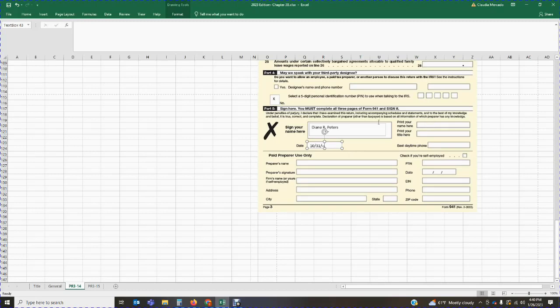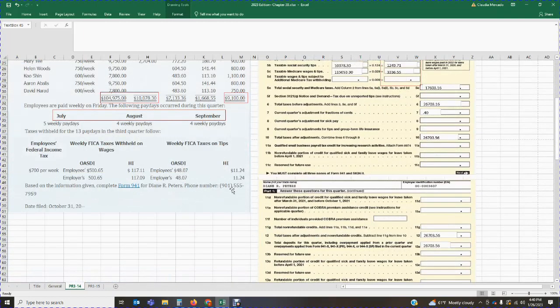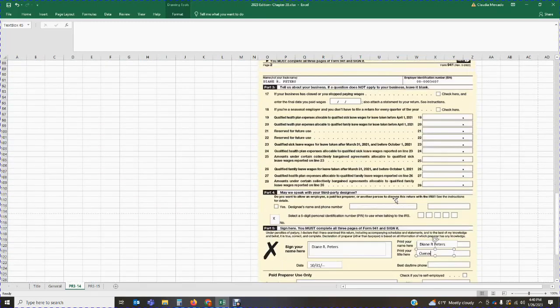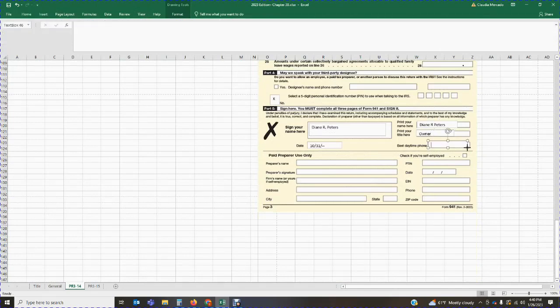Over here it says to print your name, so we're going to print the name. So we have Diane R. Peters. And what is the title of Diane? She is the business owner. And then it's asking for the phone number. All of that information is provided over here at the very beginning. So the owner is Diane R. Peters. And then down here we've got the phone number, 901-555-7959. We're going to enter the phone number for the part where it says phone number. 901-555-7959.